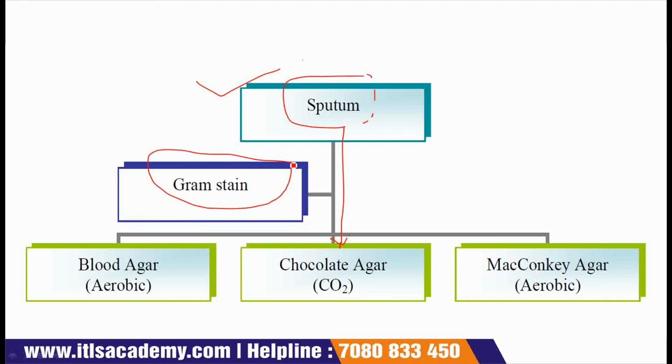After the process of gram staining, the sample is sent for processing or growth in particular media. And these media include blood agar used for aerobic bacteria or aerobic microorganisms. Chocolate agar contains CO2 and MacConkey agar is also used for the aerobic bacteria.